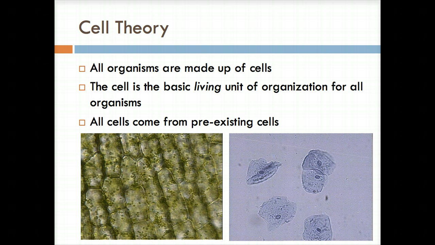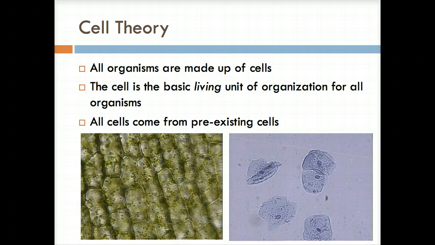To start with, let's look at what we call the cell theory. So there's 3 statements in the cell theory. The first one says that all organisms are made up of cells, right? Remember what an organism is, back from Chapter 1. The second statement says the cell is the basic living unit of organization for all organisms. So remember, out of those 7 characteristics that define life in Chapter 1, the smallest living unit is a cell. So atoms, molecules, elements, carbs, compounds, they are not living. They're just molecules that make up cells. And the third statement says that all cells come from pre-existing cells.